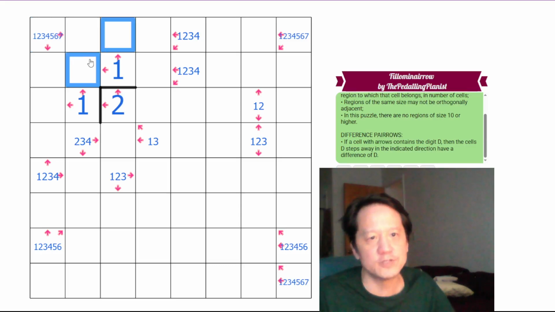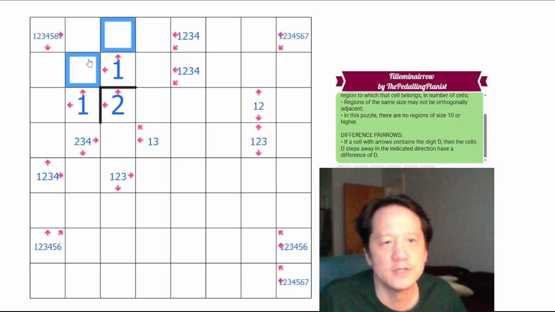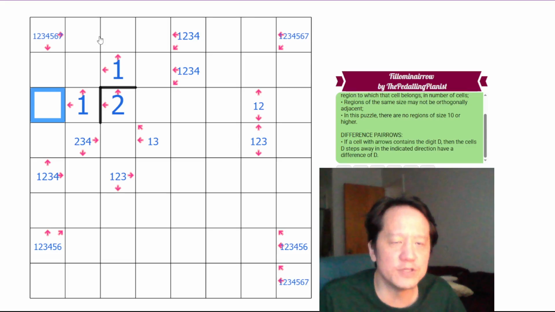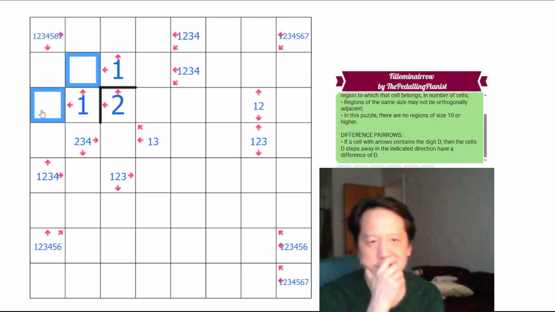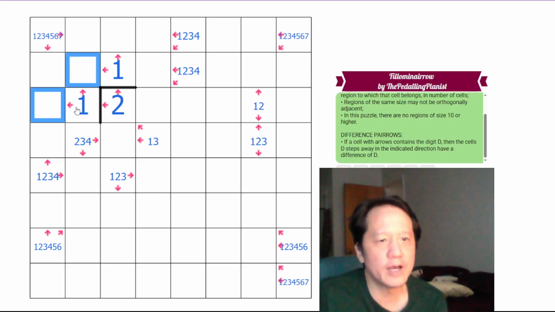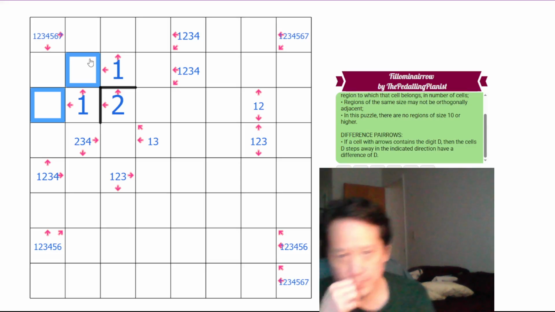So the difference between these two cells must be... The difference between these two cells is 2. The difference between these two cells is 1. The difference between these two cells is 1. So that means it must go one way and then another way here.